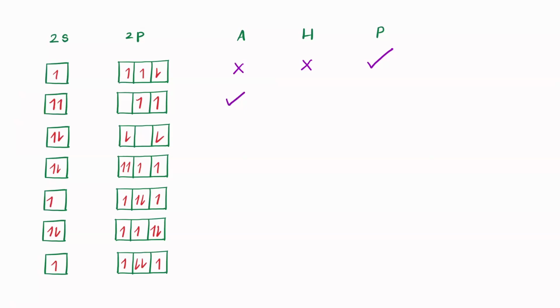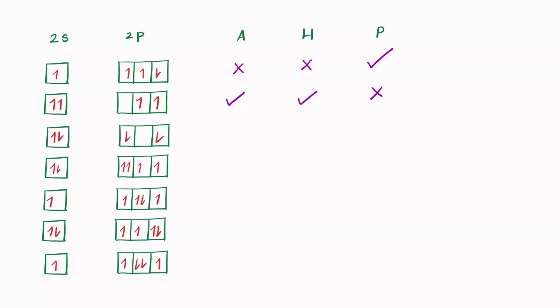Now, Hund's rule. As far as the degenerate orbitals are concerned, it is properly filled. There are two electrons, and if there are only two electrons, I have to put them like this only. So there is no problem here also. Hund's is followed. But when it comes to Pauli's exclusion principle, notice this one. Both have the same spin in the same box. That means it is not following Pauli's exclusion principle.